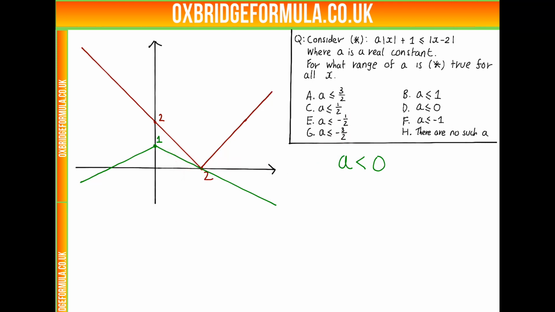Fortunately, this is quite an easy gradient to work out because we know this height here is 1 and our length here is 2. So the gradient of this is minus a half. So for all a less than or equal to minus a half, this part of our graph is down here somewhere, and this part is over here. So we know we have star. And this corresponds with option E. And so our answer is E.